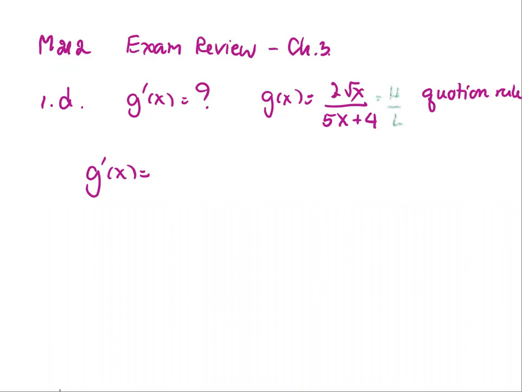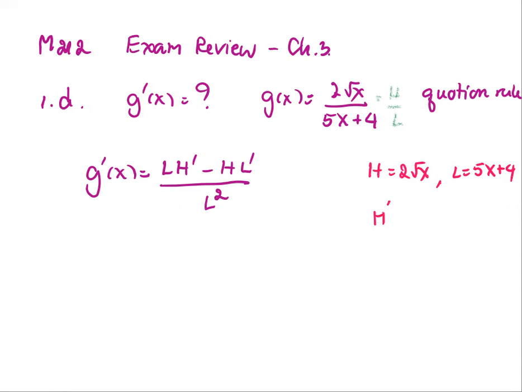function, in the form of low d high minus high d low, draw the line, and then low squared. And on the side notes, we're going to get the prep work done. The high function is 2 square root x, and the low function is 5x plus 4. The d high, or the derivative of the high, is 2 times 1 over 2 square root x, because the square root x is x to the power 1/2. And 2 will be reduced.